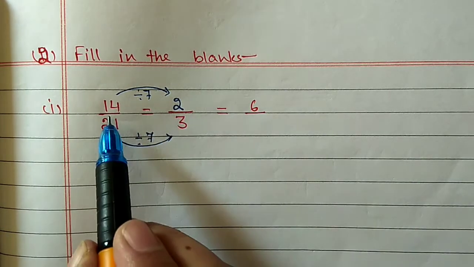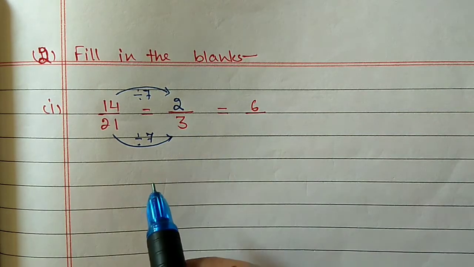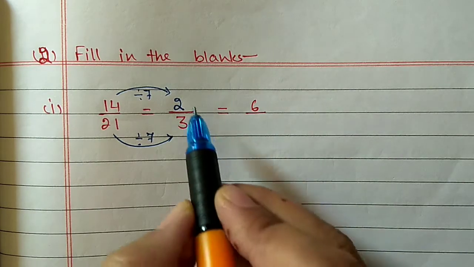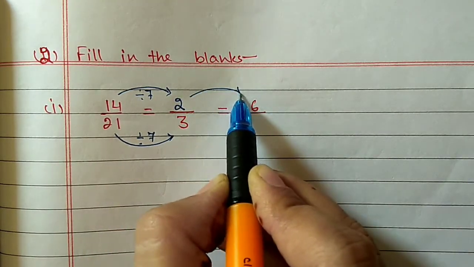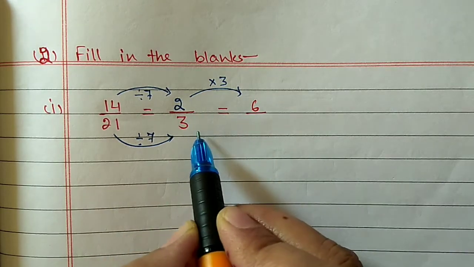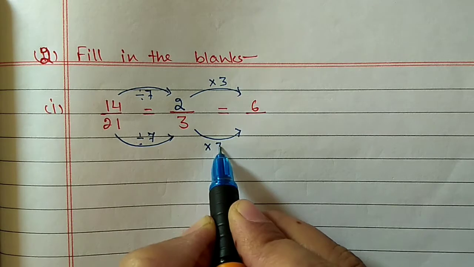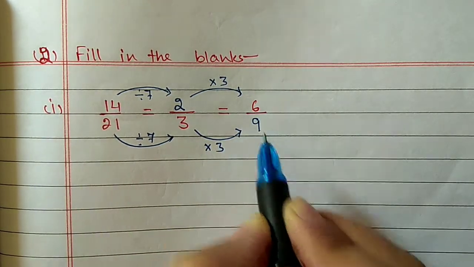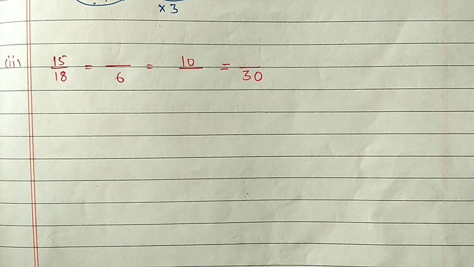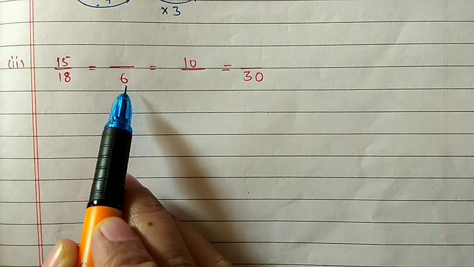Now you can take first and third, or you can take second and third. So I am taking here second and third. I have 2 by 3, this side I have 6. So 2 if I multiply by 3, then I will get 6. 2 into 3 is 6. So the same thing I will follow for the denominator also. 3 into 3 is 9. Next is the second part of question number 2. You can see here 18 and the denominator given is 6 here.